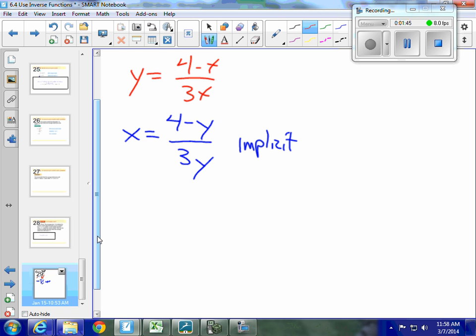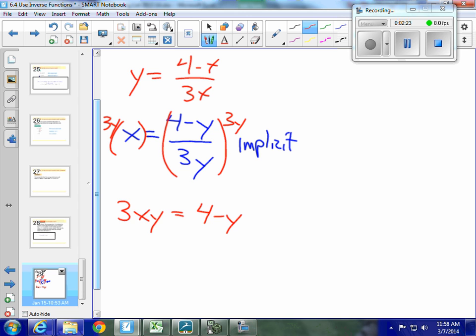Well, I'm going to multiply both sides of this by 3y, because I want to get rid of my denominator. So that gives me on the left-hand side 3xy, and on the right-hand side 4 minus y. What I want to do next is get all of the y's, because I'm trying to solve for y, on one side of the equation and everything that's not a y on the other side of the equation.